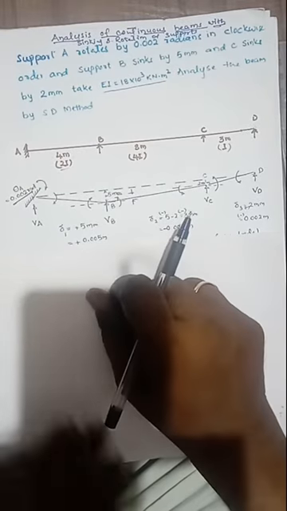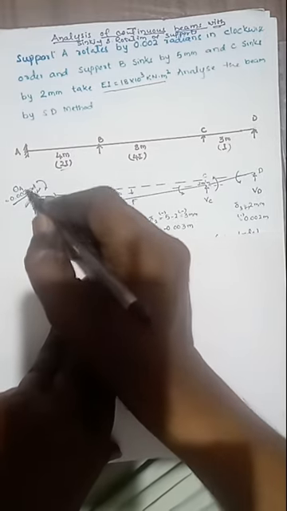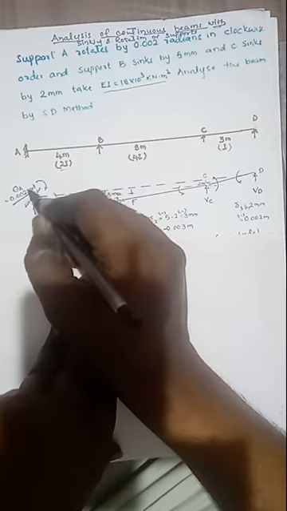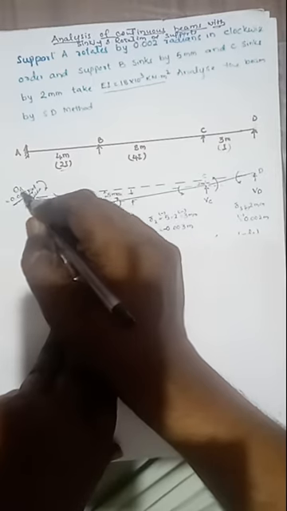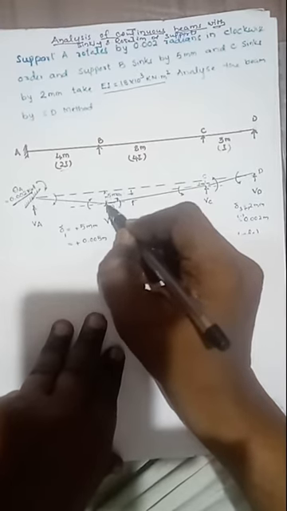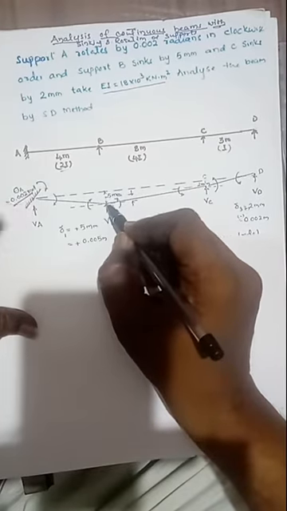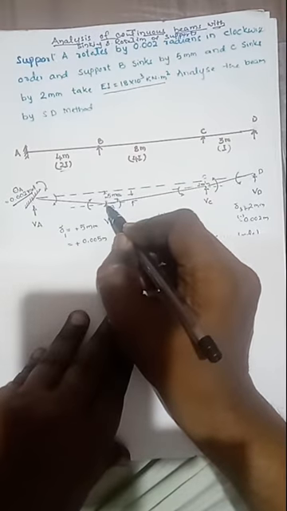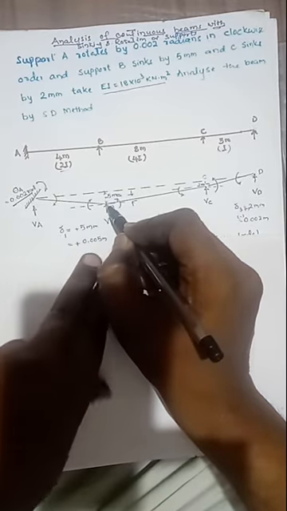Here, first we have to find out the rotation and sinking of the various supports with respect to their original position. With respect to the original position of support A, this is rotated by 0.002 radians in clockwise direction, hence theta A equals 0.002 radians, clockwise. Then support B, with respect to its original position, the settlement is 5 mm in downward direction. With respect to support A, B is in downward direction.